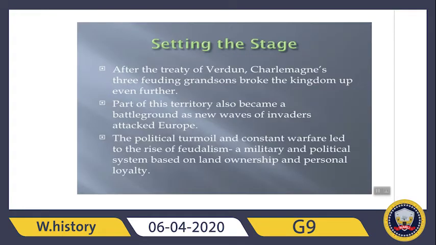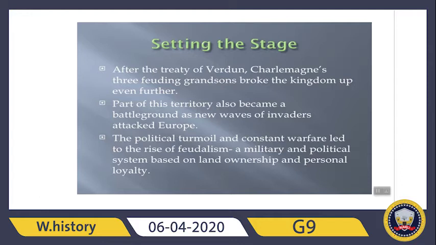First we will see the background. We already learned about the treaty of Verden in the chapter Charlemagne unites Germanic kingdom. After the treaty of Verden, Charlemagne's three feuding grandsons broke the kingdom up even further. This was one thing. The second, that the territory also became a battleground as new waves of invaders attacked Europe.